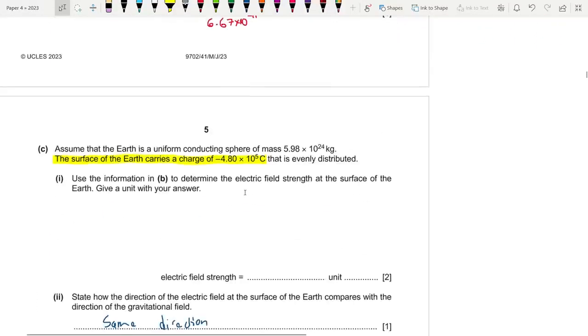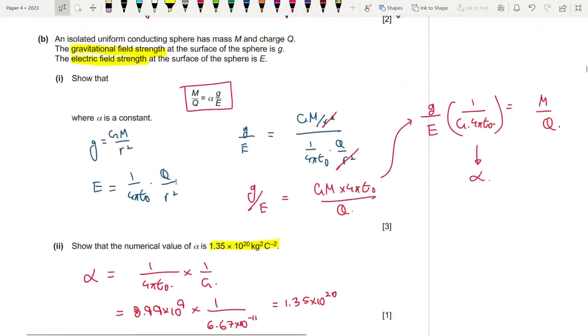Oh, I haven't done this part. Assume that the Earth is a uniform conducting sphere of mass this. The surface of the Earth carries a charge of minus 4.80 into 10 power 5 coulombs that is evenly distributed. Use the information in B to determine the electric field strength at the surface of the Earth. Give a unit with your answer. Information in B. Okay. Let's use this equation.